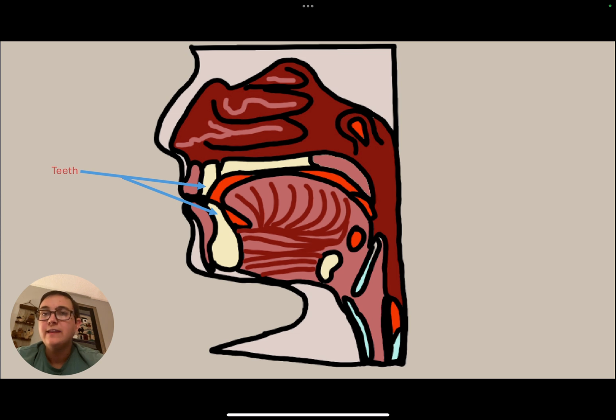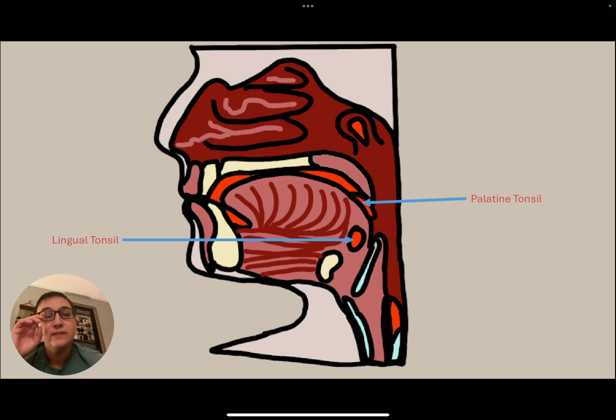Then we'll look at the bony parts of the respiratory system. So we have the teeth here, we have the hard palate or the roof of the mouth, and then we have the hyoid bone, which connects to many different ligaments to facilitate speech and swallowing. We have here the palatine and lingual tonsils, which are composed of lymphoid tissues. So those help to trap and destroy pathogens entering the body from the respiratory system.